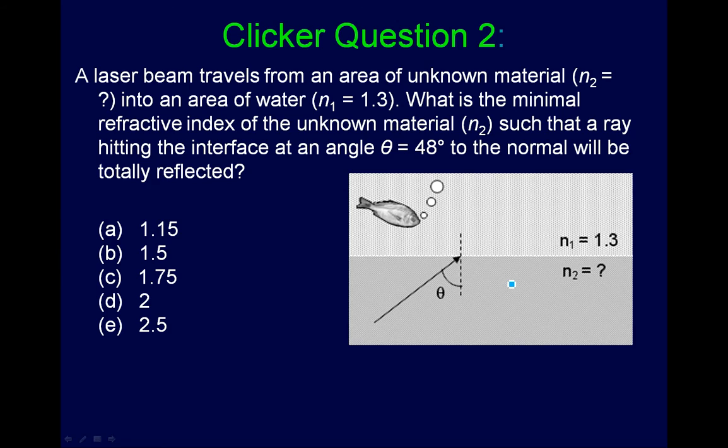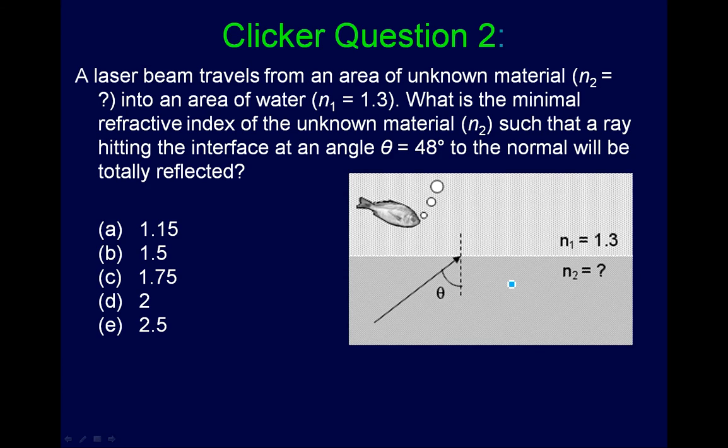So here's a question, an old test question. A laser beam travels from an area of unknown material into an area of water. So the first index, N2, is unknown and N1 is 1.3. What is the minimal refractive index of the unknown material such that a ray hitting the interface at an angle of 48 degrees to the normal will be totally reflected? Give this one a try and we'll talk about it.